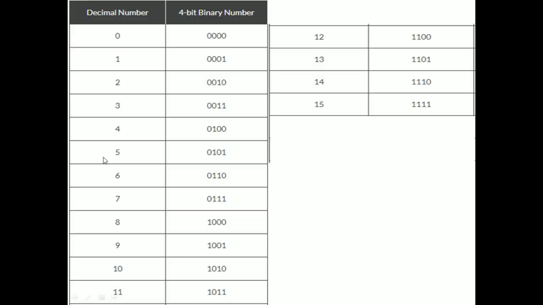Let us see the decimal number and its corresponding 4-bit binary number. For 0 we know that it is 0000, for 1 we have 0001, for 2 we have 0010, and so on up to 15, where we have 1111. We are discussing this because it will be helpful in our further discussion.